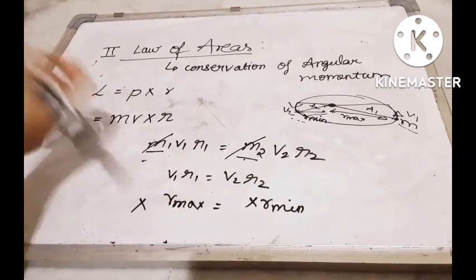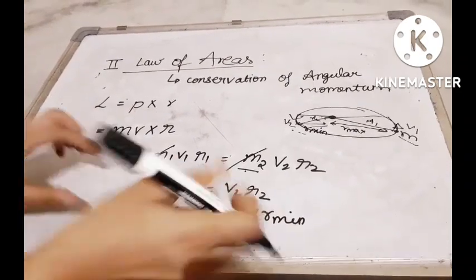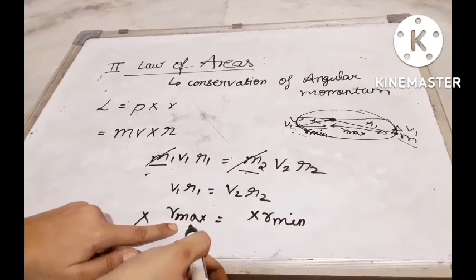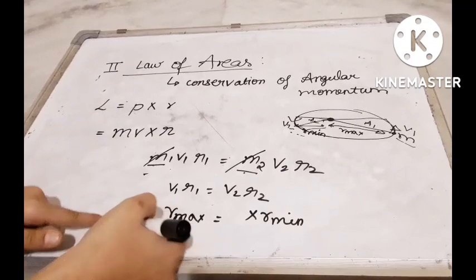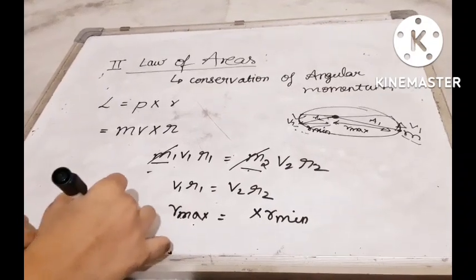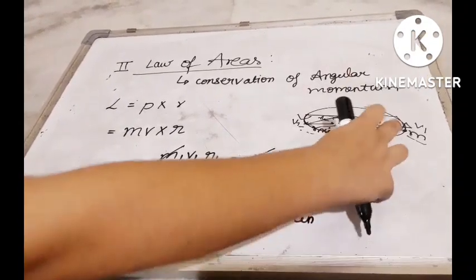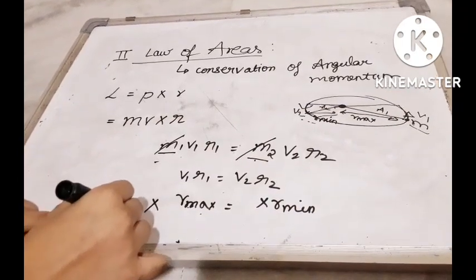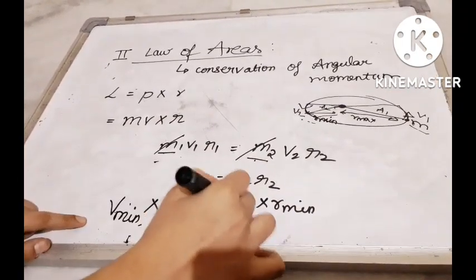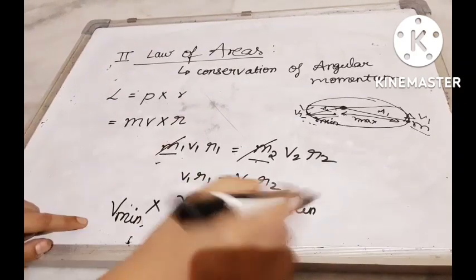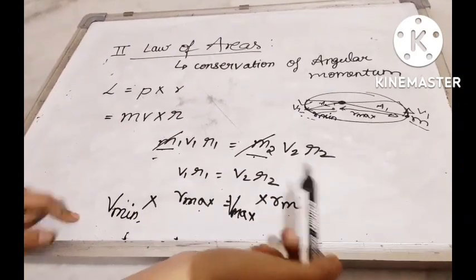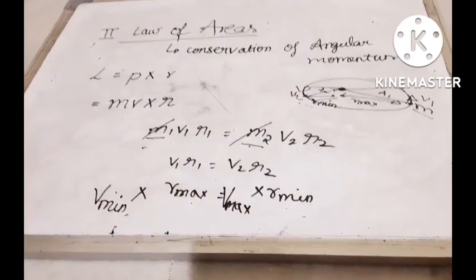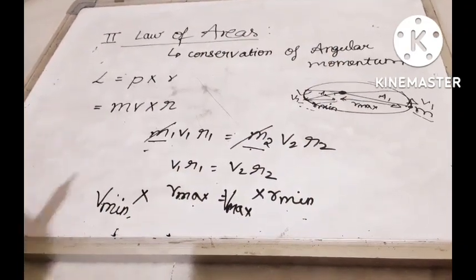Now you need to make both equations equal. If here the radius is maximum, velocity should be minimum, right? That's why when the planet is at the far distance from the sun, velocity will be minimum. That is v min we write this side, and v max we write that side with r min. Because here the distance is minimum, velocity will be maximum to conserve the angular momentum. I hope you understand this.